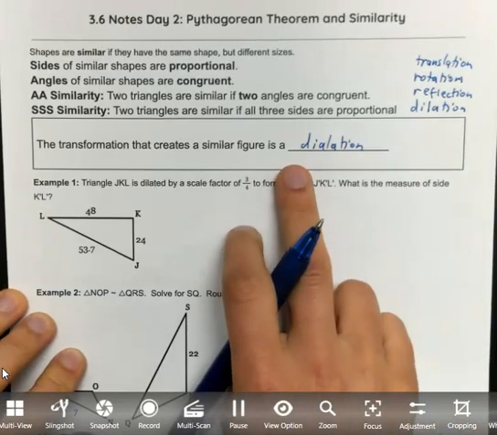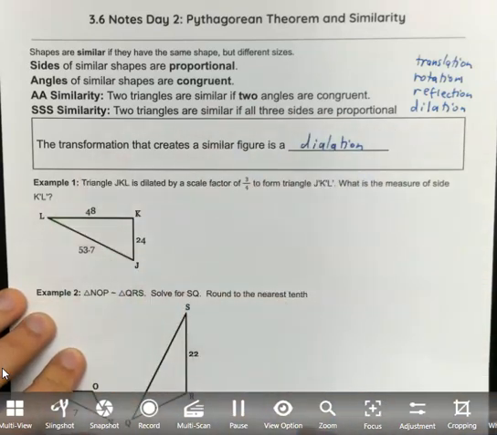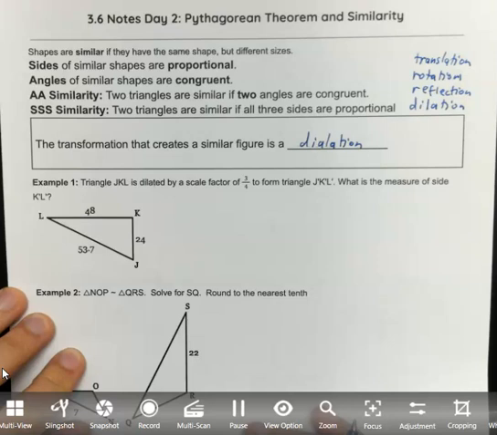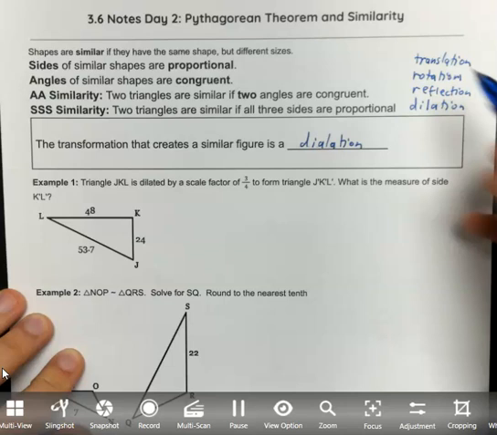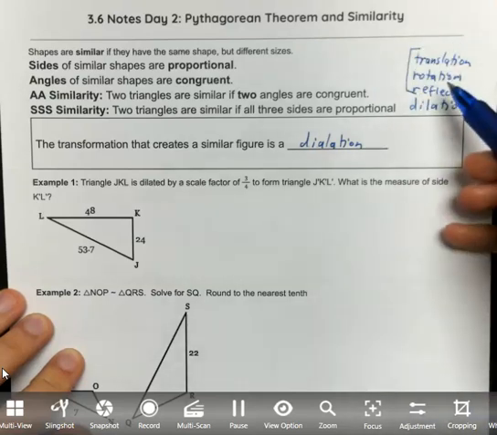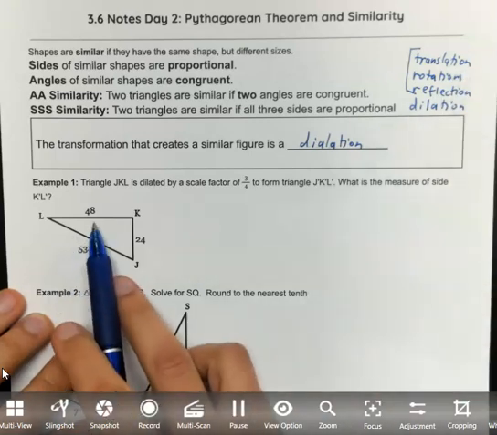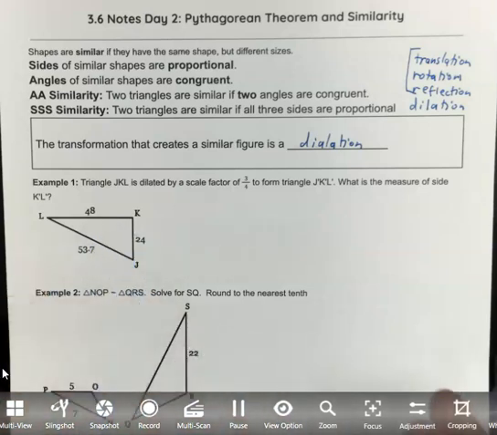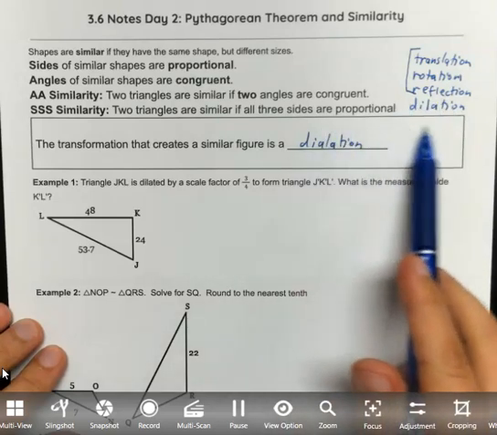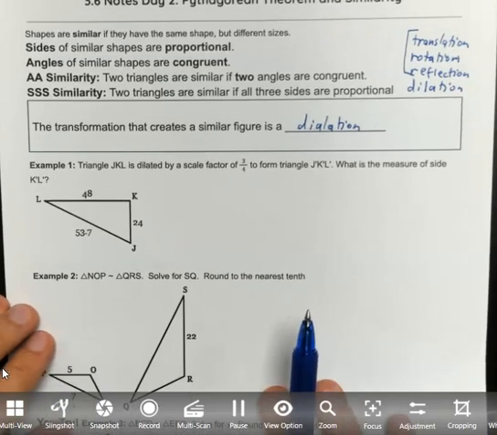Okay, so this word, notice it's in a box. When do we think it might show up again? Boxed things usually tend to show up on test day. If it says we're using a rigid transformation, these three are rigid, which means the shape itself is not changing. That's not true for similarity. In similarity, the size of the shape is going to change. So dilation is the transformation that we're using for similar shapes, not rigid transformation.